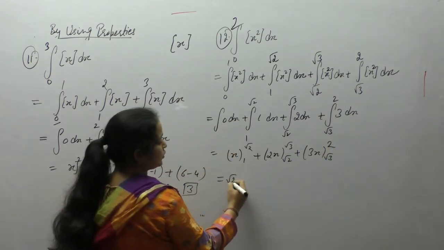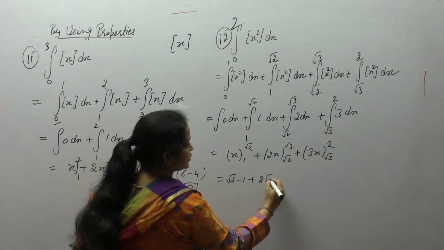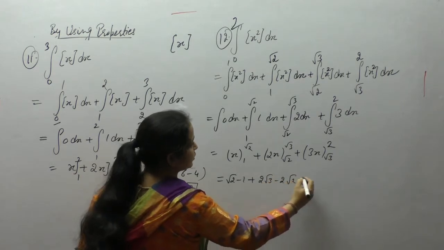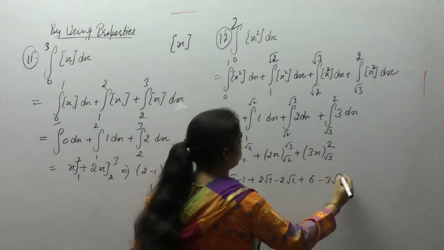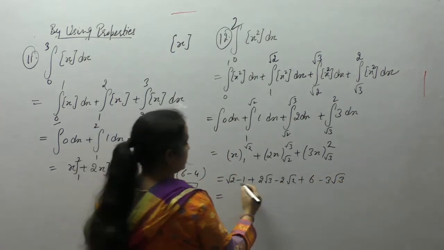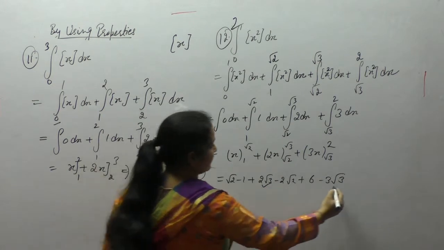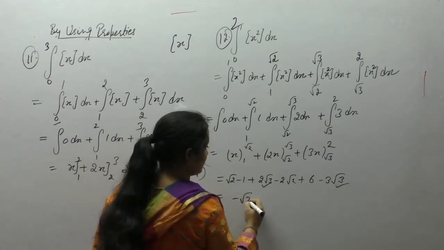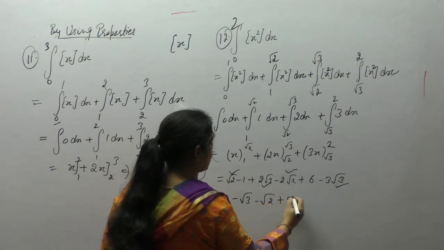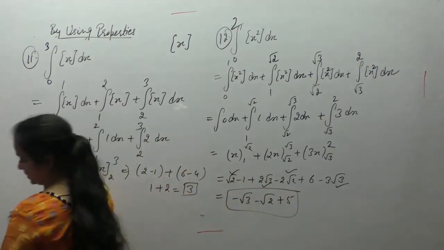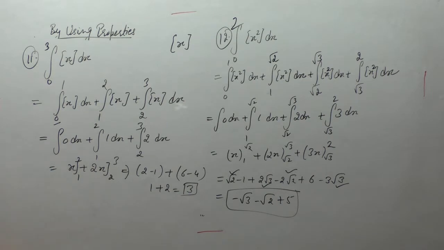Put the limits: root 2 minus 1, 2 root 3 minus 2 root 2, plus 3 into 2, 6 minus 3 root 3. 2 root 3 minus 3 root 3 minus 2 plus 1, and 6 minus 1 is 5. 5 minus root 2 minus root 3.